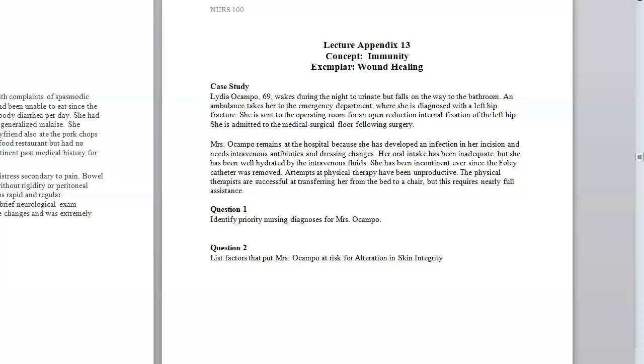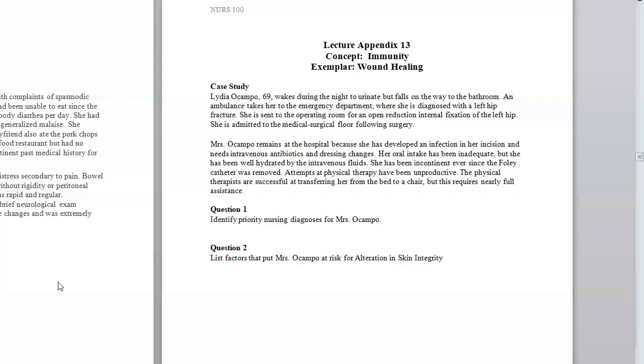All right, class, now I'd like to go over this Appendix 13. Again, staying with our concept of immunity and looking at our exemplar of wound healing. We have just a very short case study here with just a couple questions that I want you to think about. The case study involves Lydia Ocampo. She's 69. She wakes during the night to urinate, but she falls on the way to the bathroom. An ambulance takes her to the emergency department, where she is diagnosed with a left hip fracture. She is sent to the operating room for an open reduction internal fixation of the left hip, and she is admitted to the medical surgical floor following surgery.